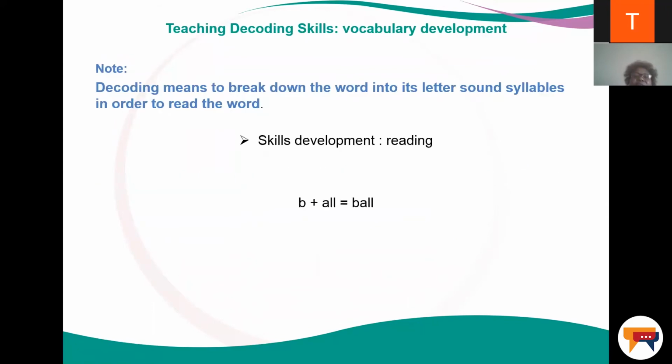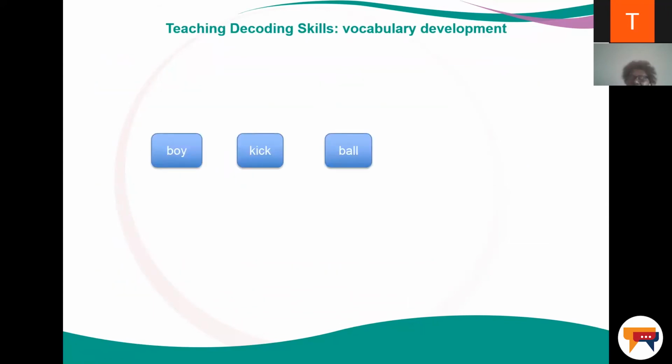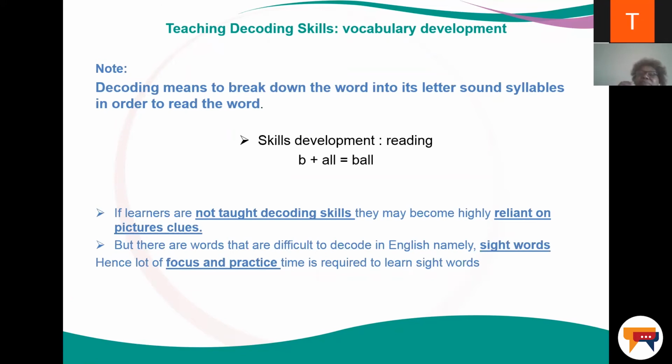Teaching decoding skills, there you are. Teaching decoding skills. Decoding means to break down the word: b, a-l-l, b plus all, ball. If learners are not taught decoding skills, they may become highly reliant on picture clues. Remember we said sound patterns, decoding skills. But there are words that are so difficult in English, namely sight words.